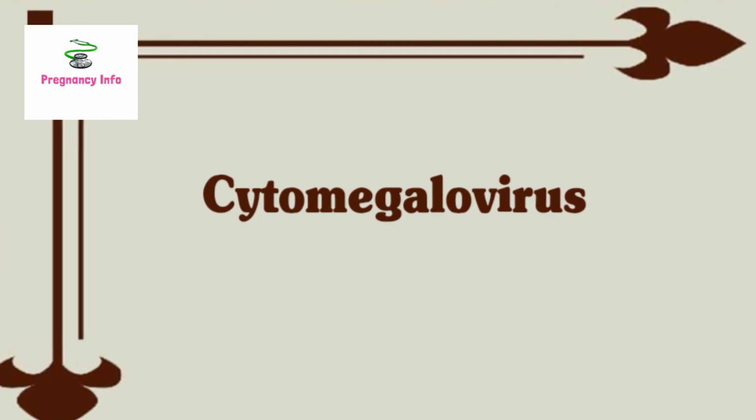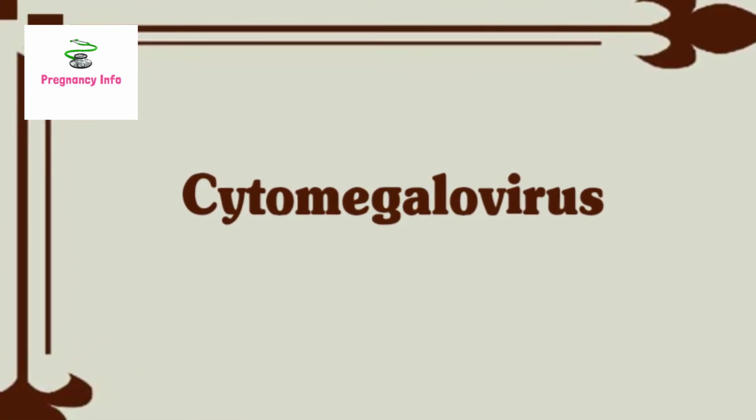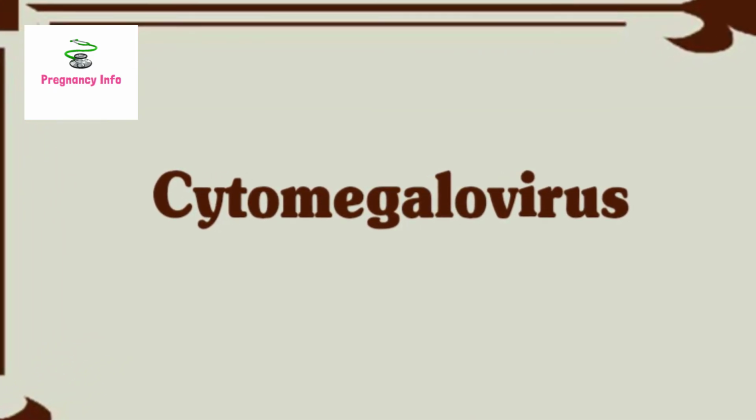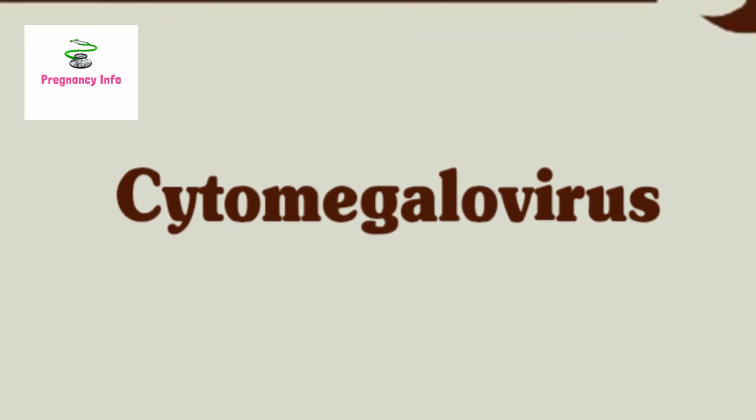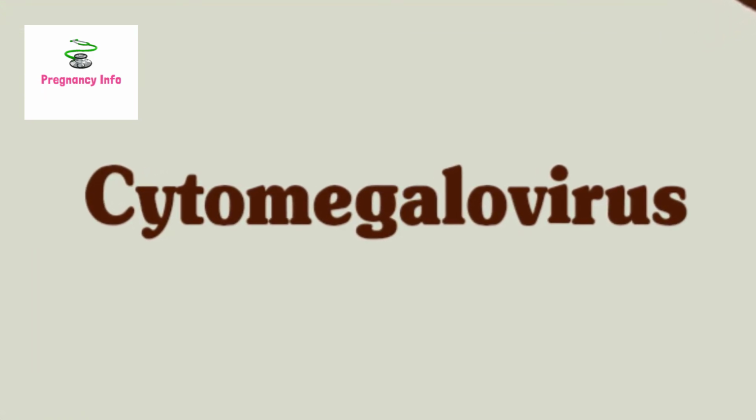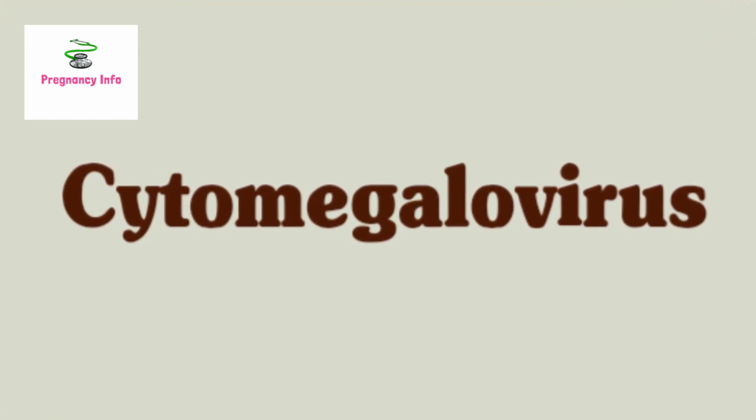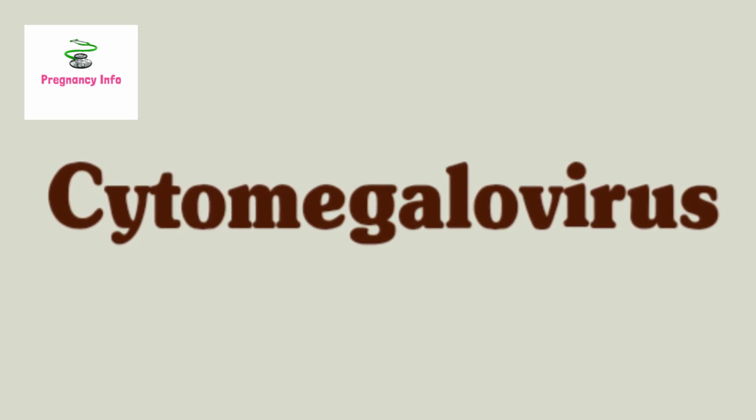Cytomegalovirus. Cytomegalovirus, or CMV, is in the herpes virus family. It usually doesn't cause noticeable symptoms in adults. However, CMV can result in hearing loss, epilepsy, and intellectual disability in a developing fetus.